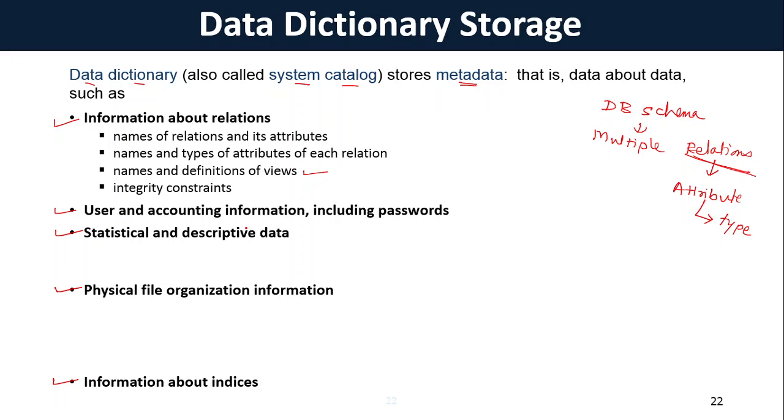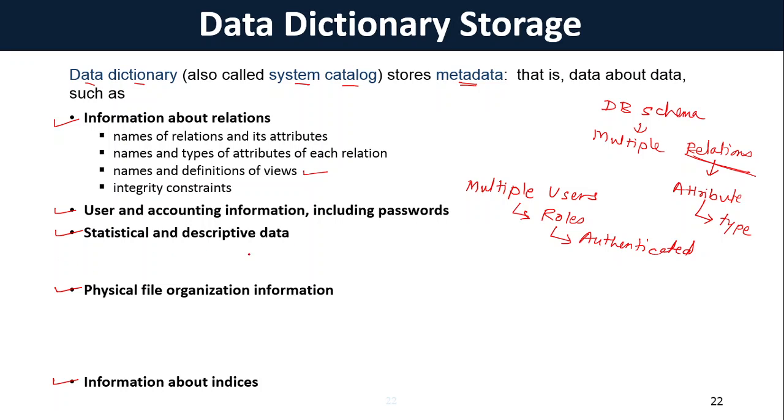Next, user and accounting information is being stored, including the passwords. As we know, a database management system has multiple users, right? And these users have different roles. They need to be authenticated, right? For this authentication they need to provide passwords, right? Also, sometimes there is a need to maintain accounting information for how much time the users are using the system, right? All this kind of information is also stored in the data dictionary.